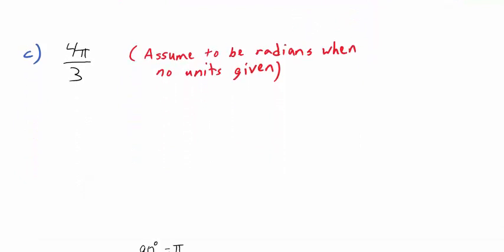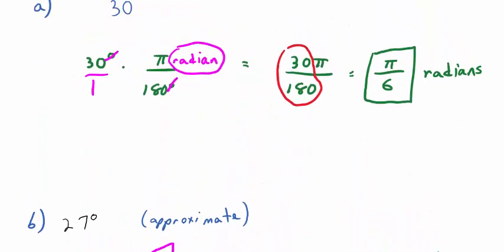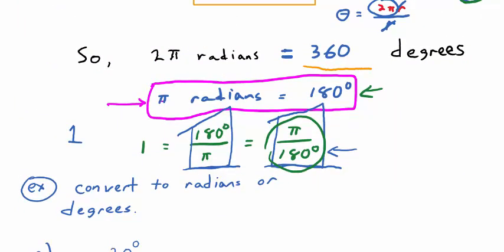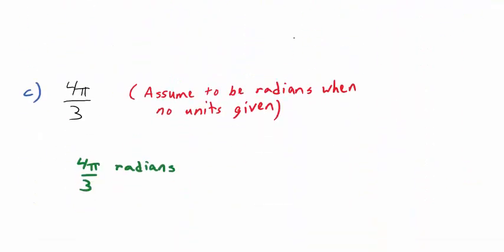Let's go the other way. Here, I'm given 4 pi over 3. I know it's in radians because I don't see a degree symbol. If it helps at first, write down 4 pi over 3 radians, just to remind yourself that you're in radians. Which one of these conversion factors should you multiply by to get the radians to go away and degrees to appear? You want degrees up top, so it's got to be 180 over pi radians in the denominator. So 180 over pi.